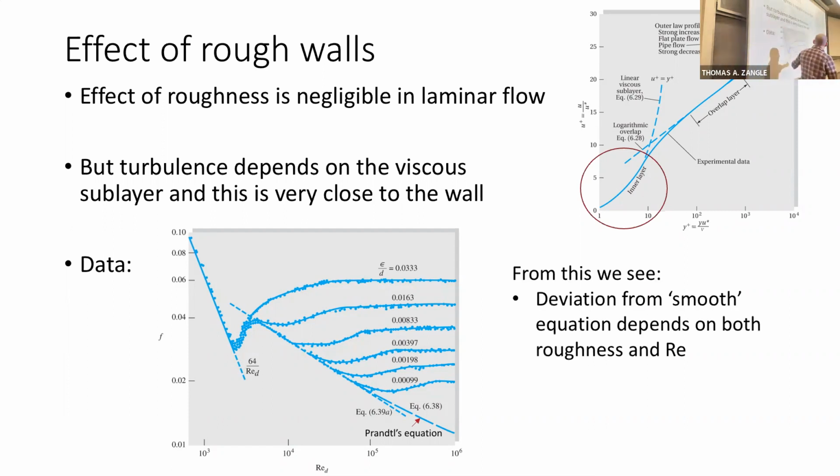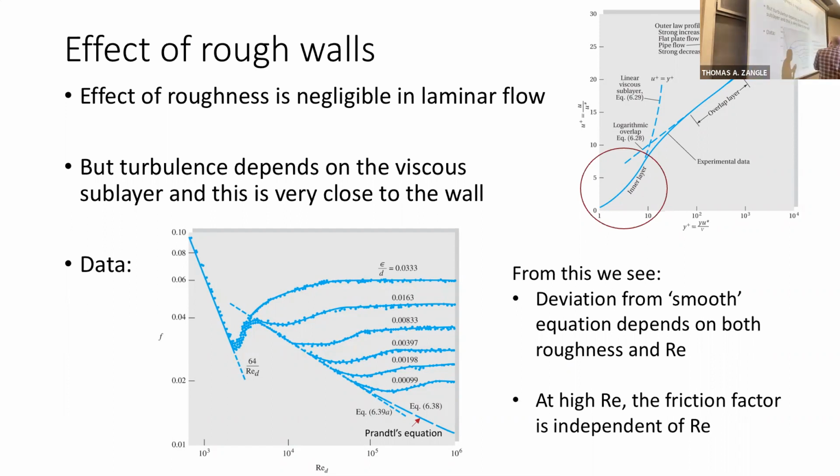We can see that the deviation from the smooth equation, the Prandtl equation, when we're in the turbulent regime, depends on both the roughness, this epsilon over D, as well as the Reynolds number. So in general, higher roughness and higher Reynolds number cause us to diverge from the smooth approximation, Prandtl's equation.